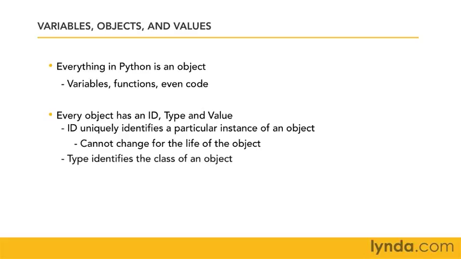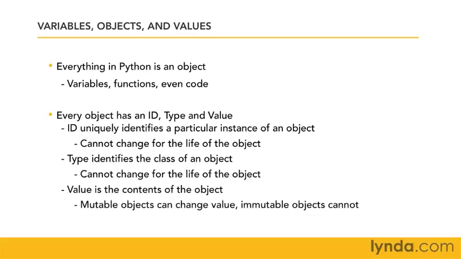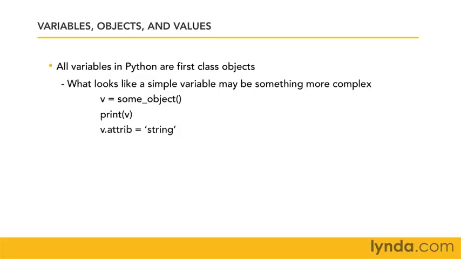The type identifies the class of an object. And again, this cannot change for the life of the object. The value is the contents of the object, including whatever variables or methods or properties the object may have. Mutable objects can change their value. Immutable objects cannot.